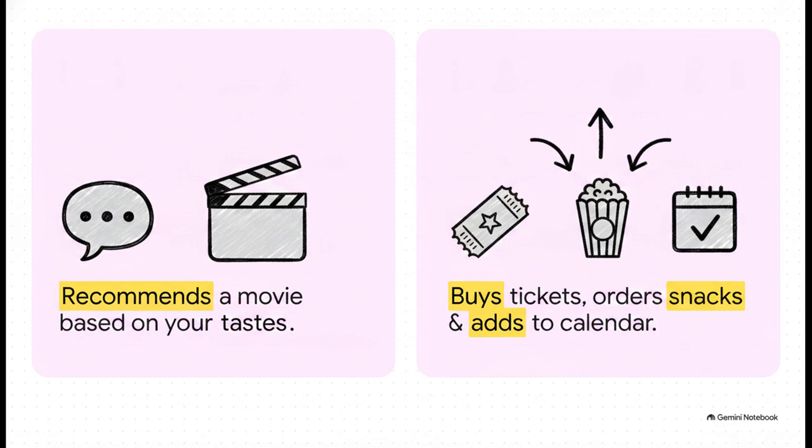An agentic system doesn't just suggest the movie. It actively navigates the web, buys the ticket, orders your favorite snacks for delivery, and securely adds the event to your calendar. And it does the whole shebang without you lifting a finger after that initial request. You're no longer just chatting with a bot. You're handing an autonomous agent a job to execute.